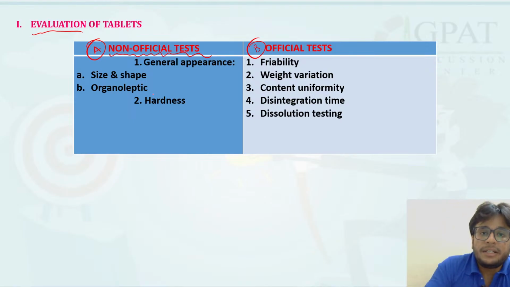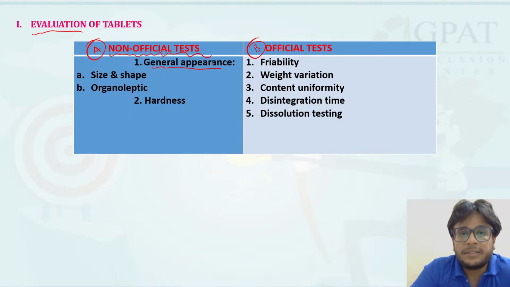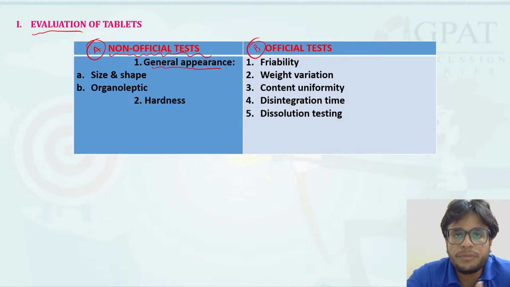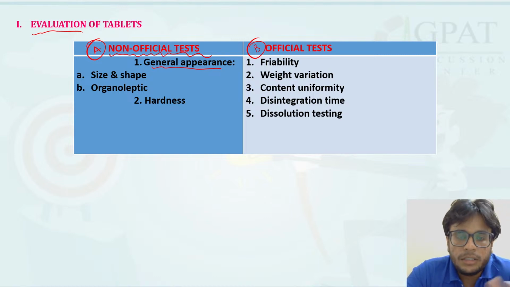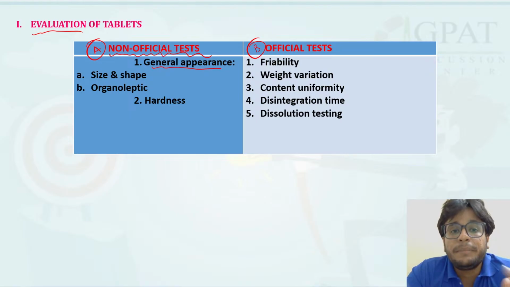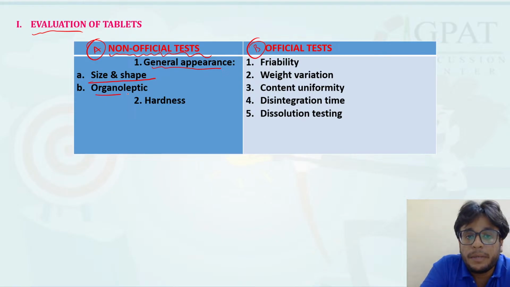Okay, so the first non-official test is the general appearance test. As you know, we appear from the outside the same as the tablet. The one who sees us from far away mainly sees our general appearance. So general appearance will mainly contain what? The size and the shape of our body. In the same way, the size and the shape of the tablet comes first, and then we come to the organoleptic property.